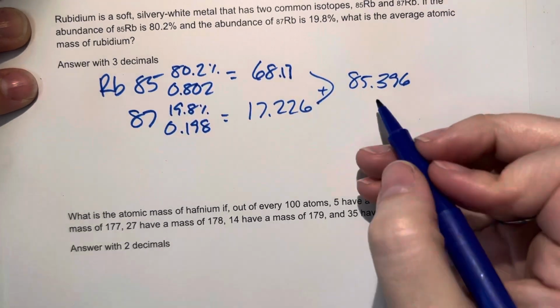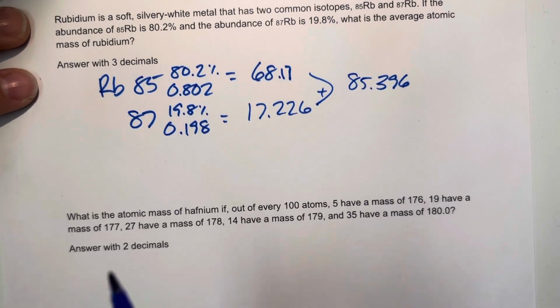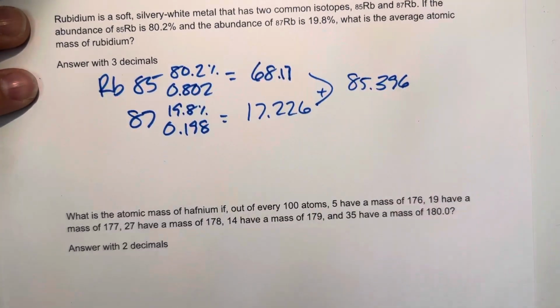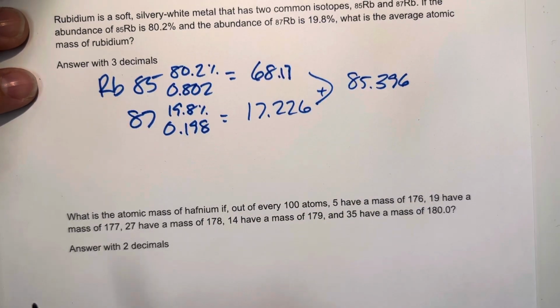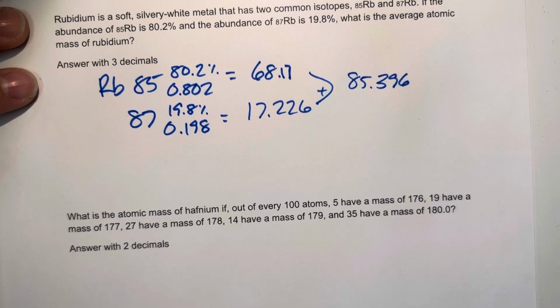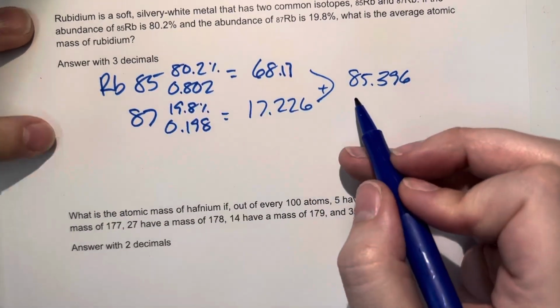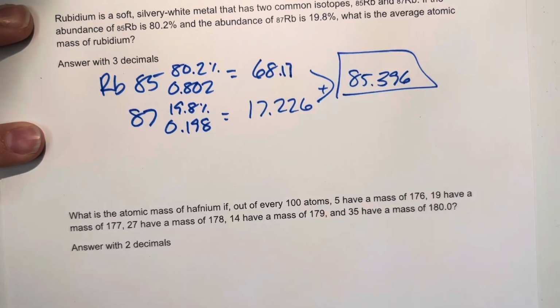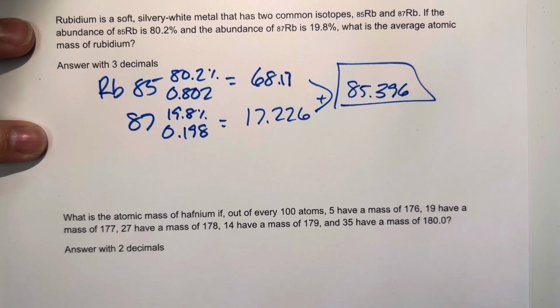My final answer should be between my lowest and highest isotope mass amount. It is. And I have a higher abundance of rubidium-85 than rubidium-87, so it should be closer to 85 than to 87. It is, so this seems reasonable. I'm asked for 3 decimal places. This already has it, so I'm going to go ahead and say that that is my final boxed answer.